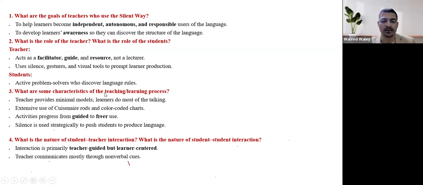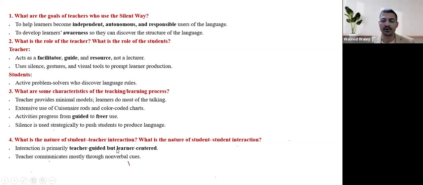Some characteristics of the teaching: the teacher provides minimal models, learners do most of the talking, and here we have extensive use of Cuisenaire rods and color-coded charts. As we saw in the scenario, he used the color-coded charts. Activities progress from guided to freer. Silence is used strategically, just to push students to produce the language and to think about it.